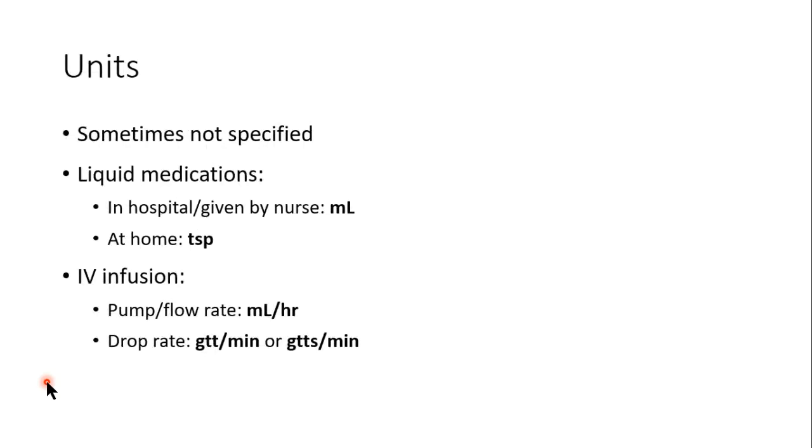Units. Sometimes when you're given a problem, the units are not necessarily specified. For liquid medications, if it is administered in a hospital or given by a nurse, we're going to assume it's in milliliters. If it's at home, we're going to put the units as teaspoons. For an IV infusion, a pump flow rate has to be in milliliters per hour, and the drop rate would be in drops per minute. Just note that drops can be written either as GTT or GTTS. It's the same thing.